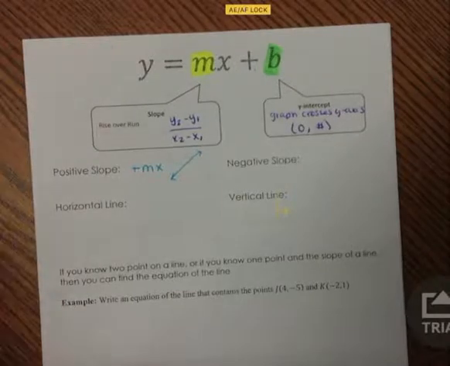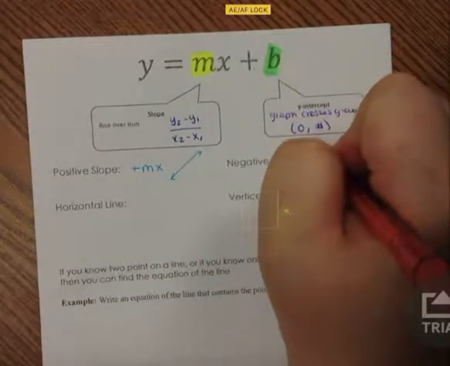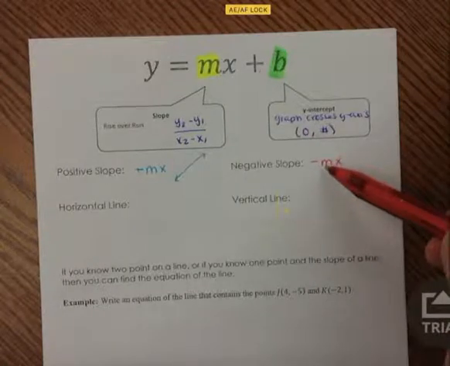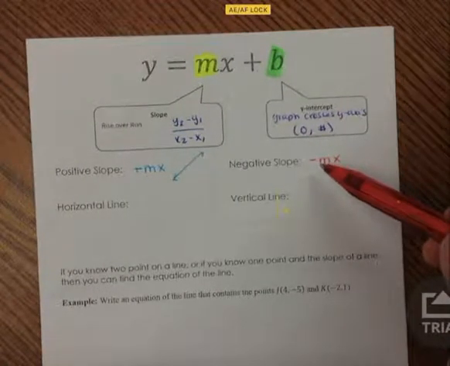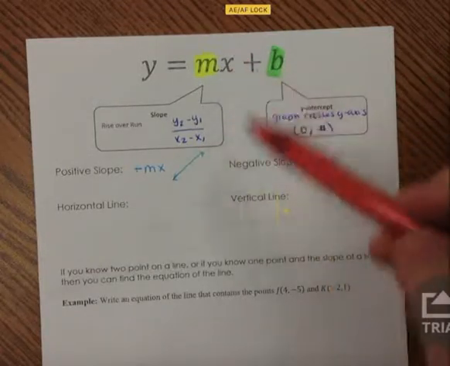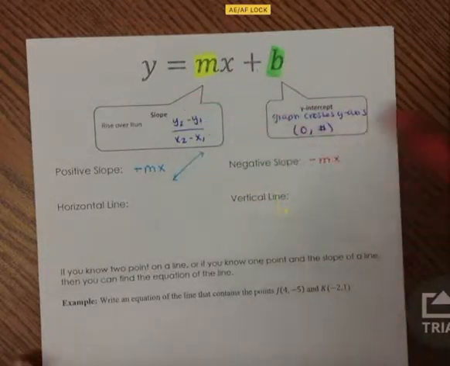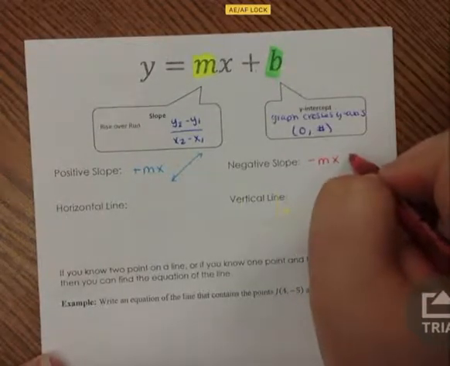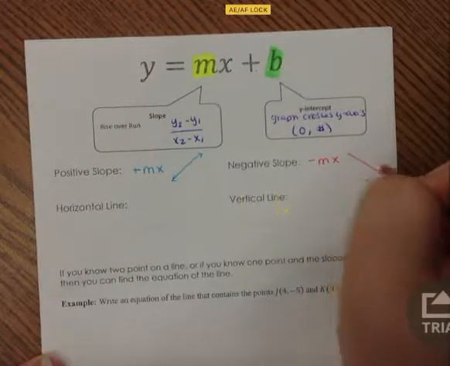A negative slope is when you have a negative mx. The m is your actual slope. When you are asked for the slope, you actually just say the number. You don't actually say the letter with it. Your slope is your m value. So a negative slope is when it falls from left to right.